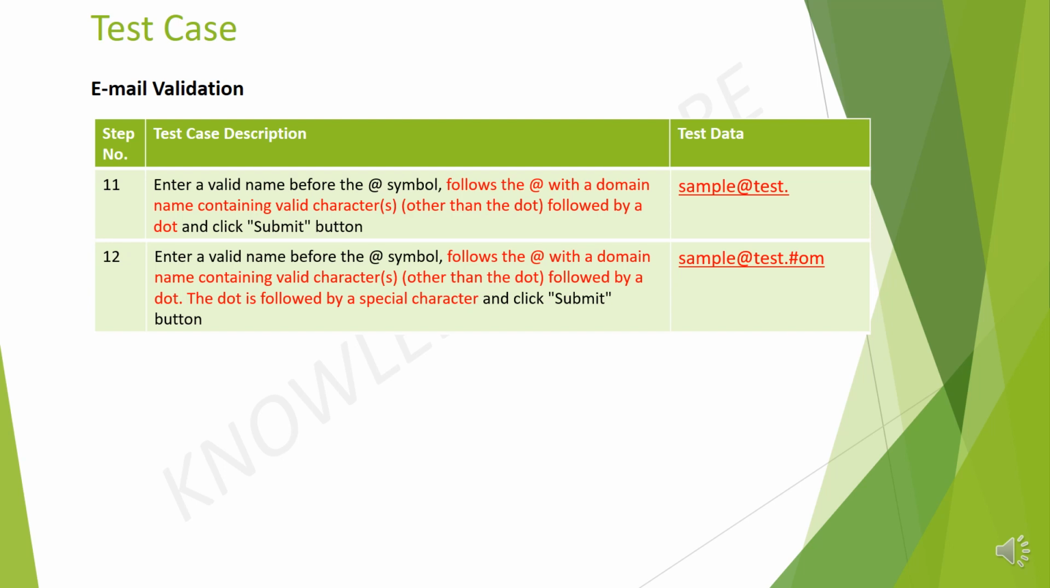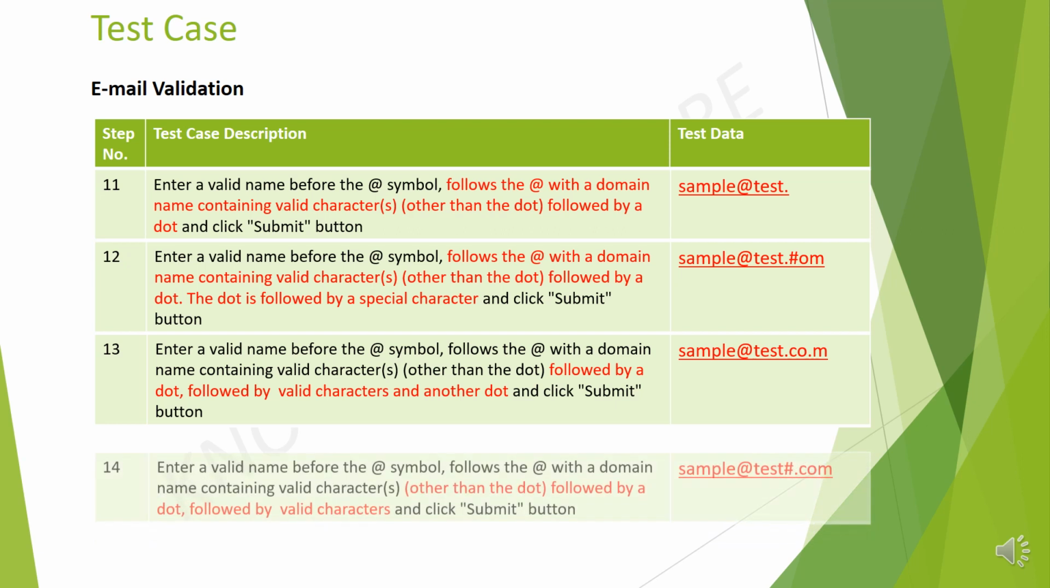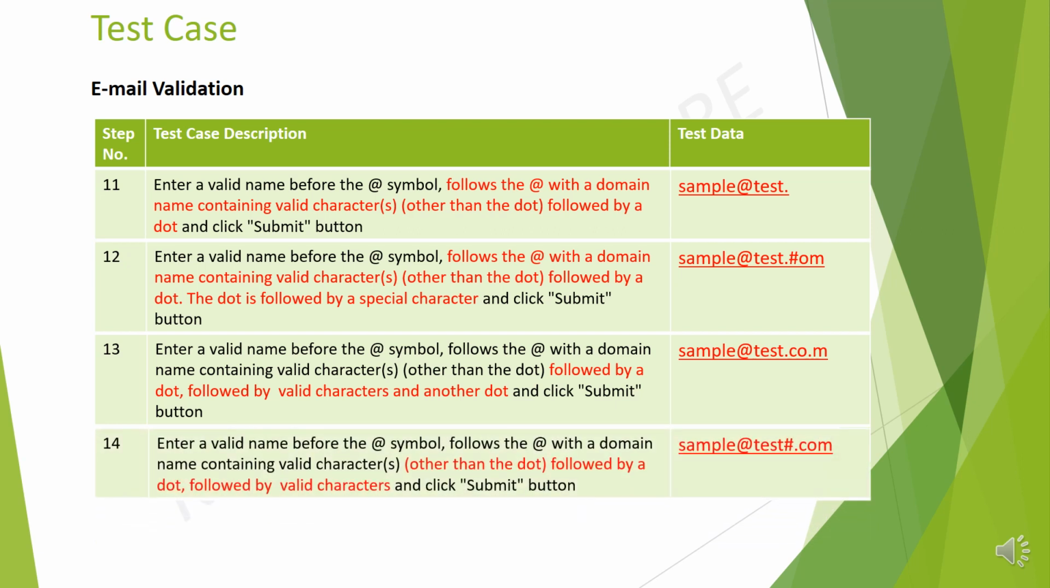Test case number 13. Enter a valid name before the @ symbol, follow the @ symbol with a domain name containing valid characters other than the dot, followed by a dot, followed by valid characters and another dot, and click the submit button. Test case number 14. Enter a valid name before the @ symbol, follow the @ symbol with a domain name containing valid characters other than the dot, followed by a dot, followed by valid characters, and click the submit button.